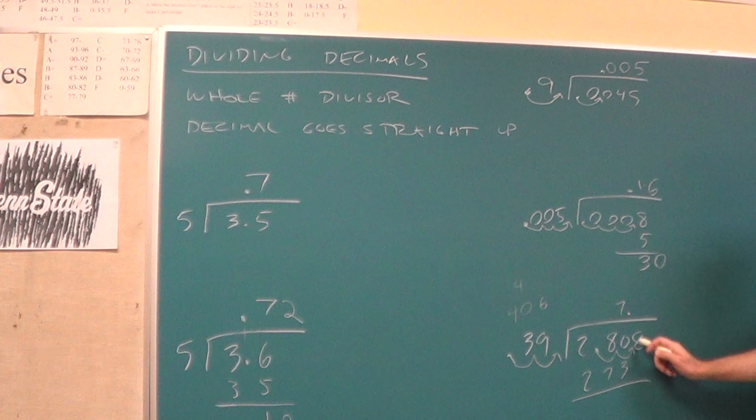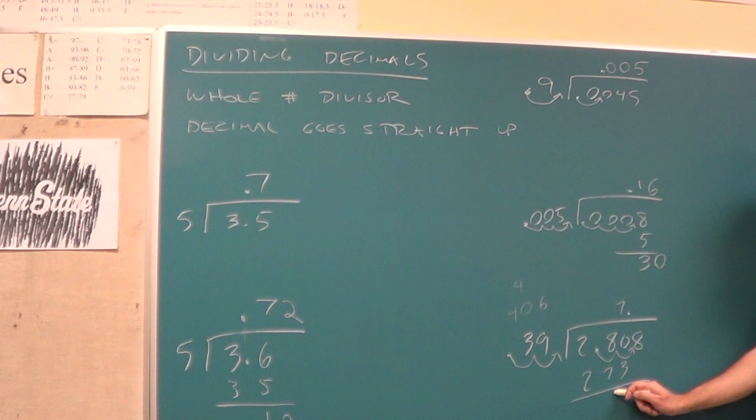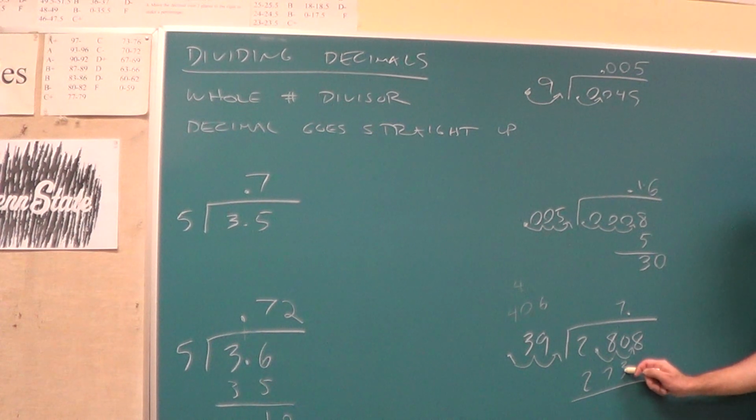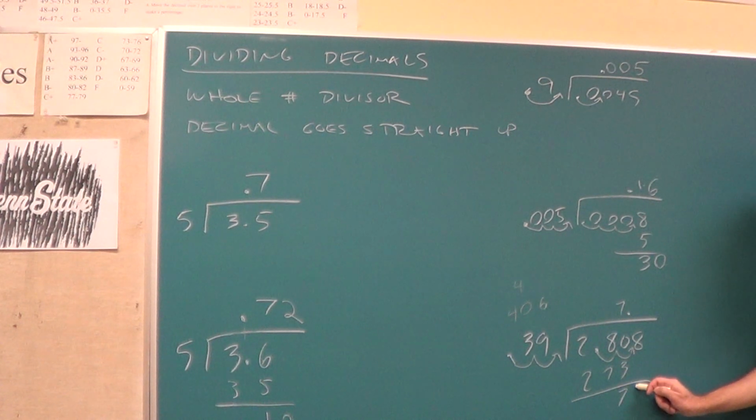27. Subtract. 280 minus 273. 7. 7, and drop the 8. 8. And then go again.